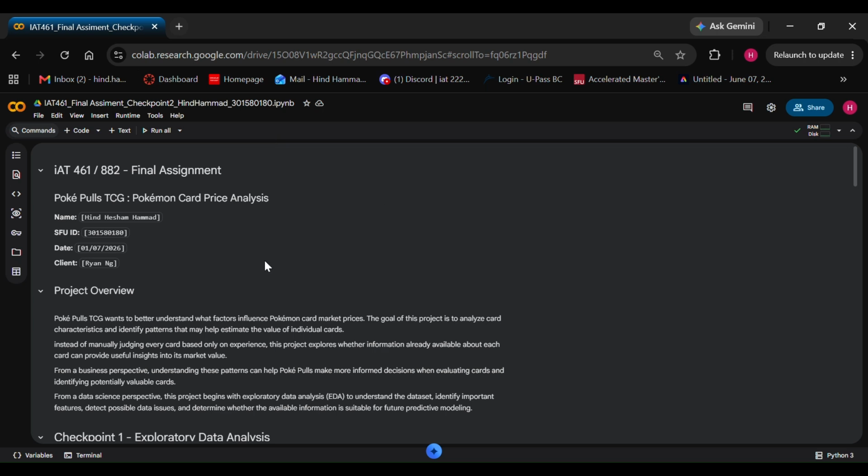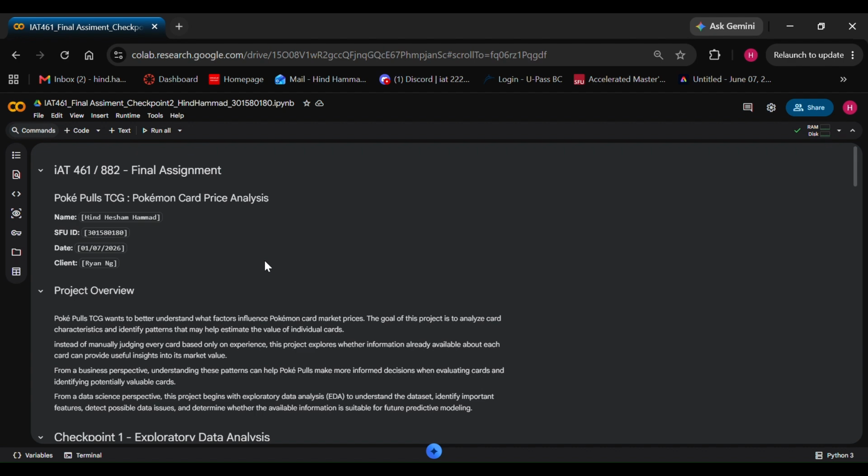Hello, this is Hind Hamad, and I'm going to be talking to you about my Pokemon card price analysis tool that I made. The idea was to discover or find out what the price of a Pokemon card would be, or kind of predict it. But in this case, I also wanted to understand what factors drive these prices, not just get a price.